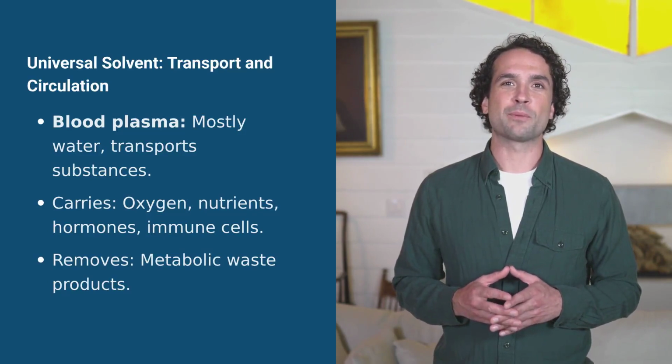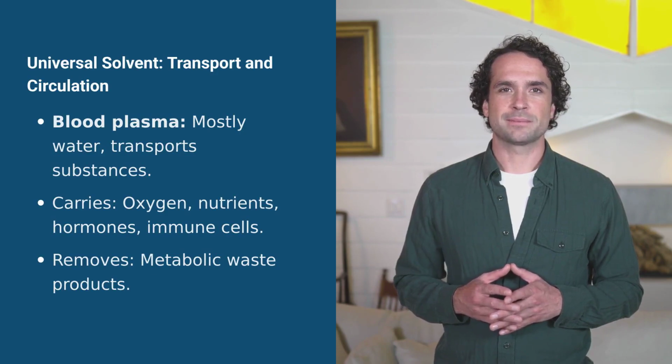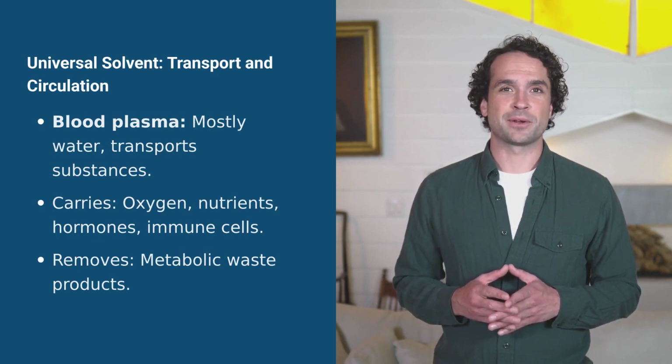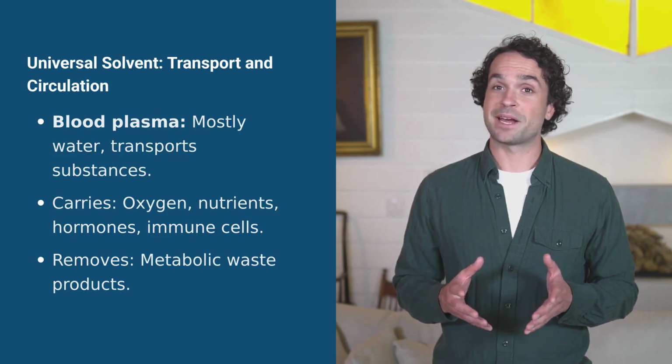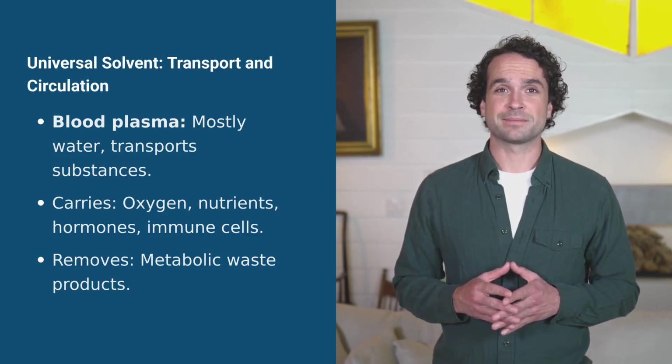In our bodies, water is the primary component of blood, carrying oxygen, nutrients, hormones, and immune cells to every corner of our system. It also efficiently collects metabolic waste products like urea, transporting them to the kidneys for excretion. Without water, this intricate delivery and removal system would simply cease to function.